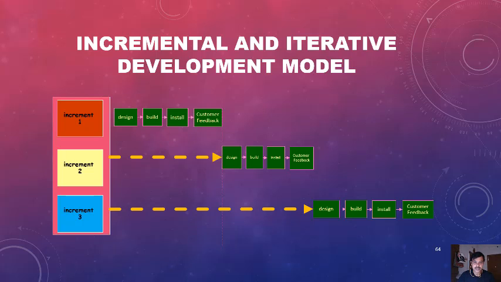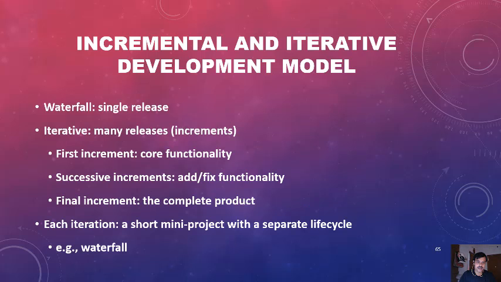In the next increment, again we will develop some more functionalities on that core software, and design, build, install, and customer feedback will be used in that case also. So increments have to be developed up to this point, and through these increments your software will be developed. The waterfall model is a single release model. There is no incremental approach and no iterative approach. In the iterative model, there are many releases, and in the first increment the core functionality is developed. In the successive increments you may add or fix functionalities. In the final increment, the complete product will be developed.